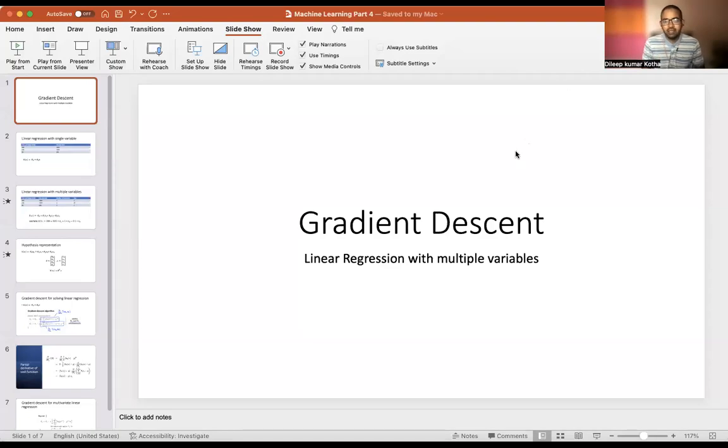Hello everyone. In the last video, we have seen what is gradient descent and how to use gradient descent to solve linear regression with single variable. Now let's look at the real world examples where there won't be a single variable but a set of variables and how to solve that problem using gradient descent.